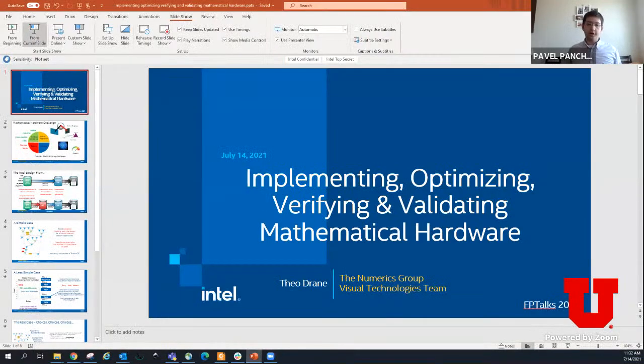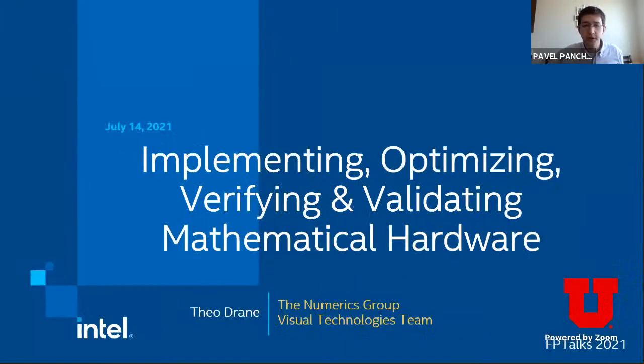And so our next talk is from Theo Drane. Theo runs a mathematical hardware group inside Intel's graphics division. And he's got a long history in various kinds of mathematical hardware. He worked on data path optimization at Cadence, at Imagination Technologies on the GPU team. And well, now he's at Intel working on optimizing their mathematical hardware. So please, Theo.